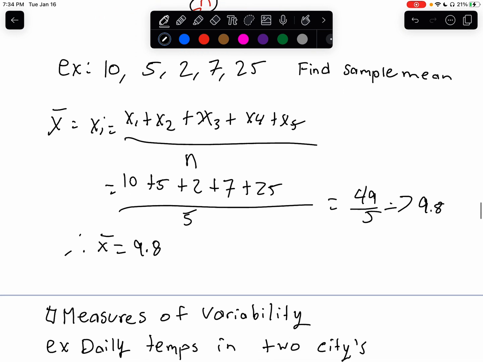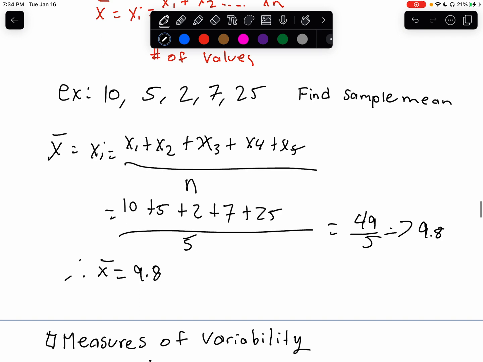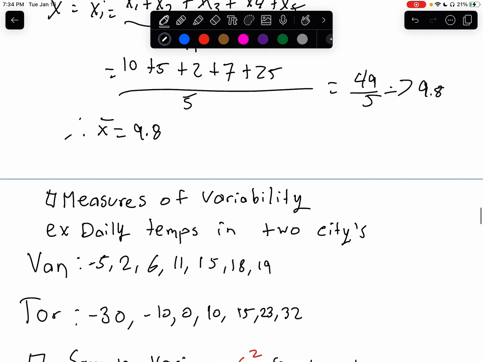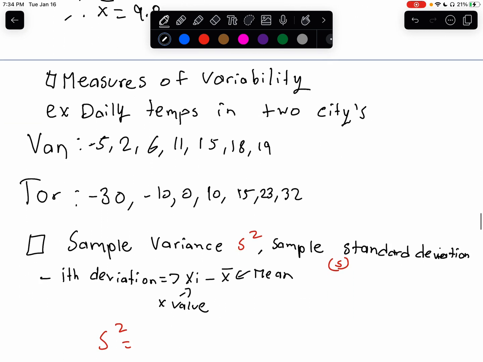So as we move on, right, our mean is our collection of values, which is fixed by the constant from sample to sample. So as we move on, we're going to do the measurement of variability. Examples include daily temperatures of 2 cities. So let's say we have 2 city temperatures in Celsius, Vancouver and Toronto. So as we do this, right, we have these 2 data sets.